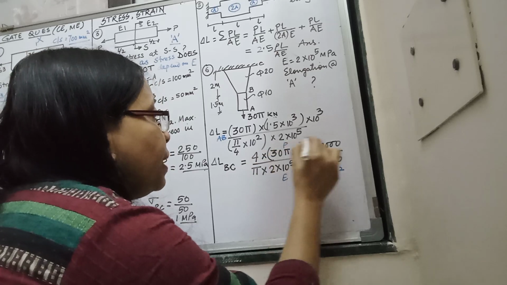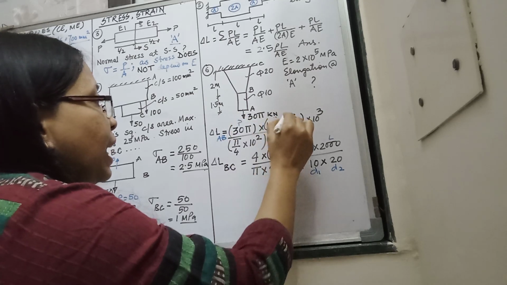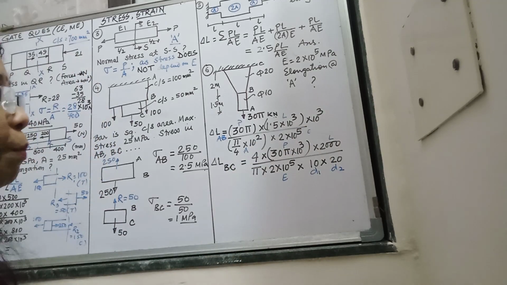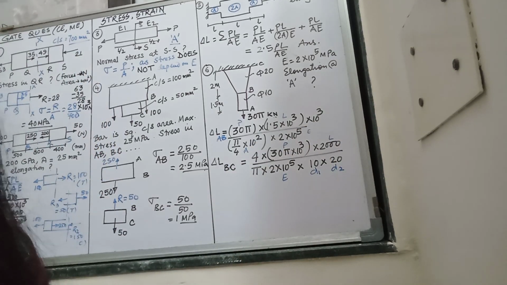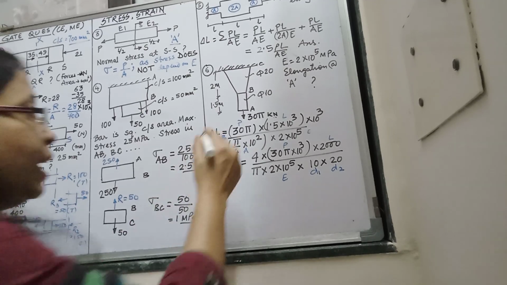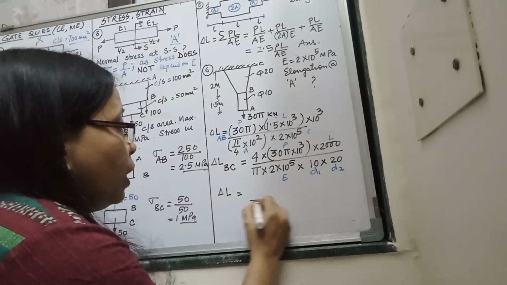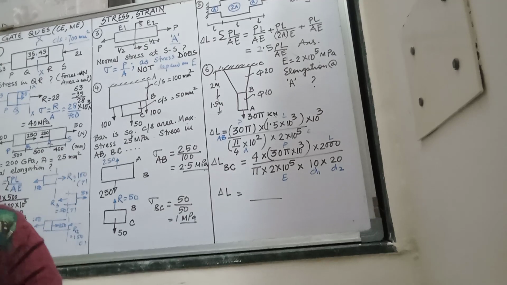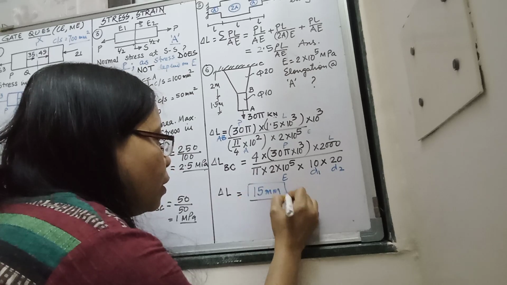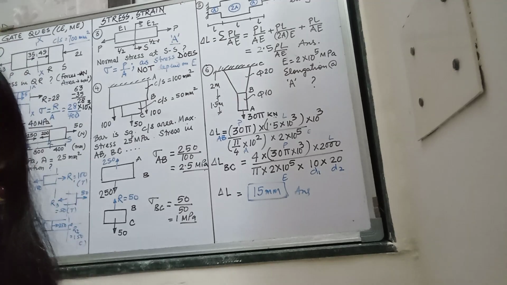This is 4PL. This is what? PL by A. This is E. I hope you have understood it. Okay. तो इसको प्लीज सॉल्व करो और इसका आंसर बताओ कि कितना आ रहे हैं. So what will be total length, it will be this plus this. So the answer is coming. I will let you know the answer. Write down the answer over here. 15 millimeter.